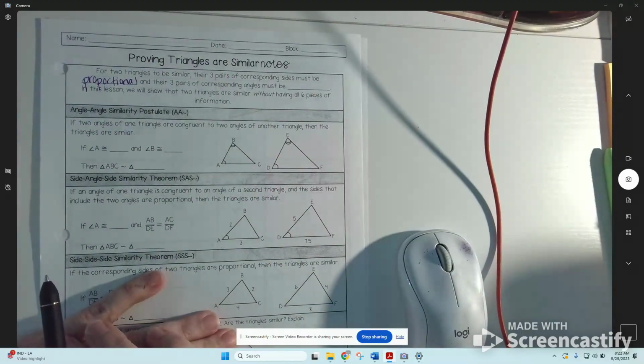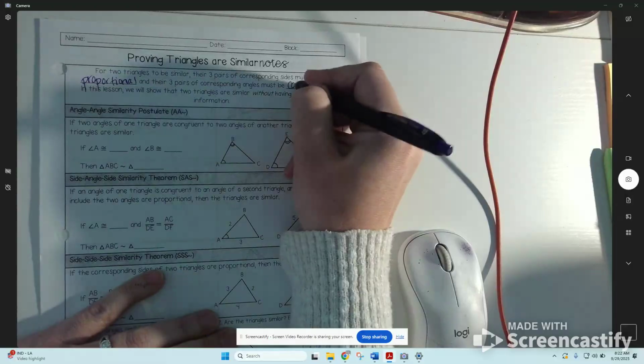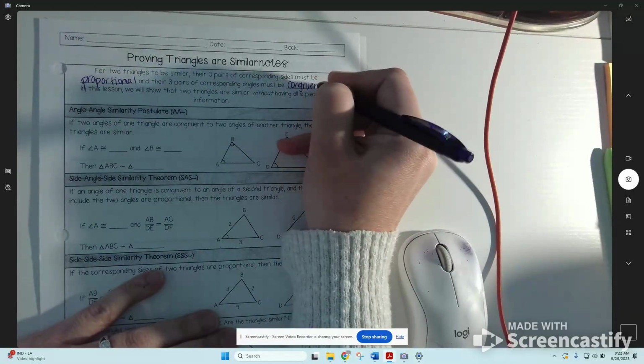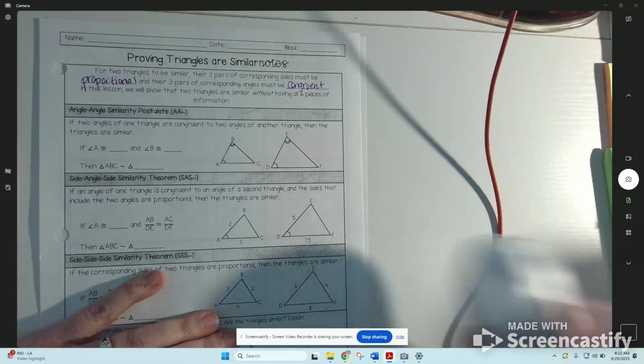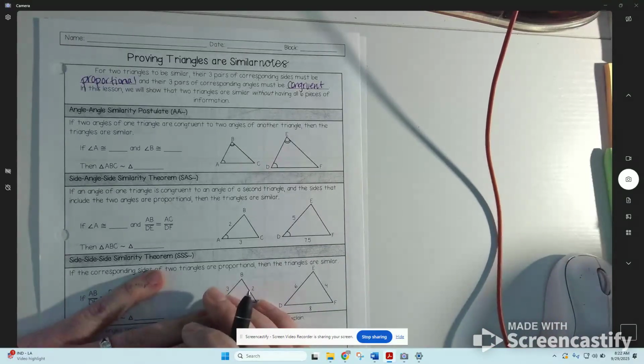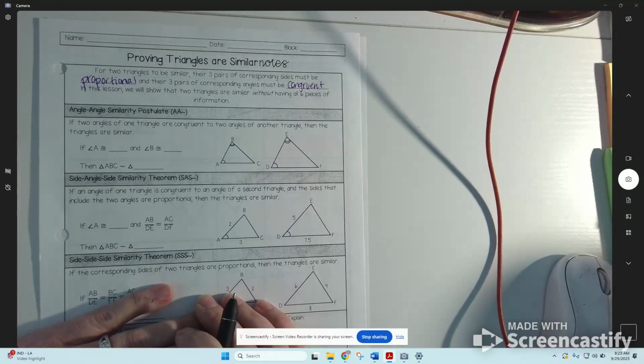And the three pairs of corresponding angles are congruent. So we don't change the angles just because we shrink it or enlarge it. So we're not going to necessarily be given all those 6 pieces of information. In this particular lesson, we're going to learn the minimum amount of information I need to be able to say for sure this is going to be a set of similar triangles.